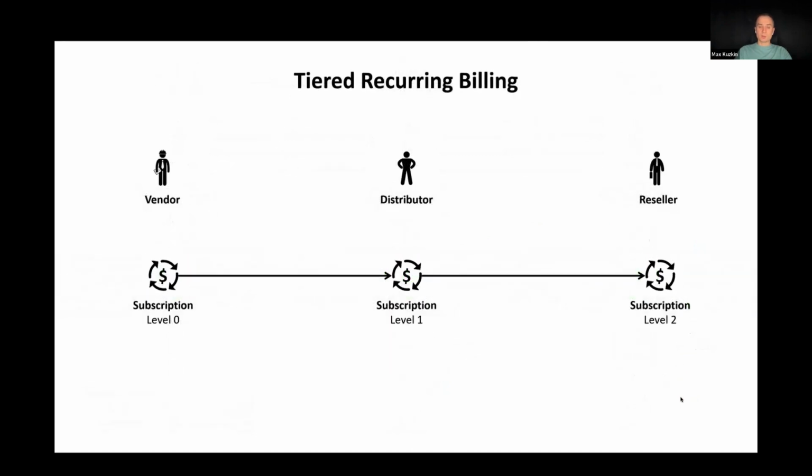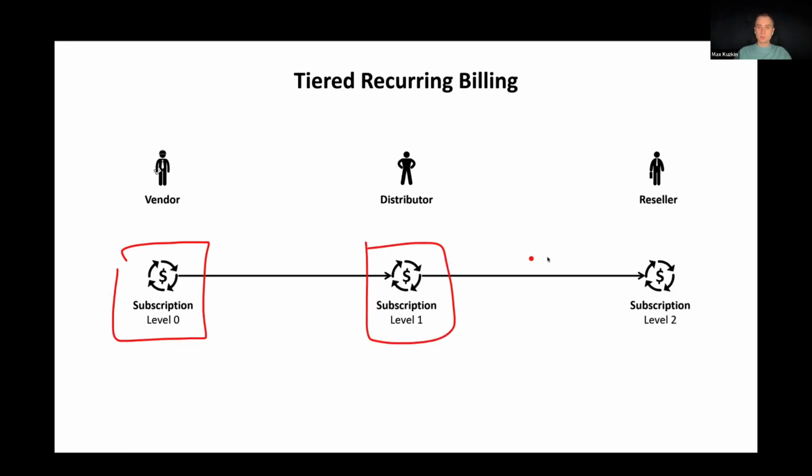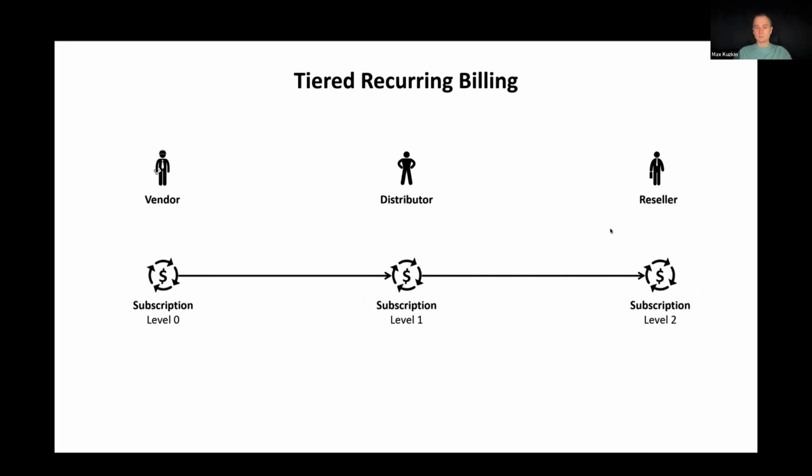What's also important to realize is that subscriptions are implemented as tiered recurring billing. We don't just have one subscription per se. We have a subscription on each layer: a subscription that is operated by the vendor, and a subscription that is operated by the distributor and by the reseller.